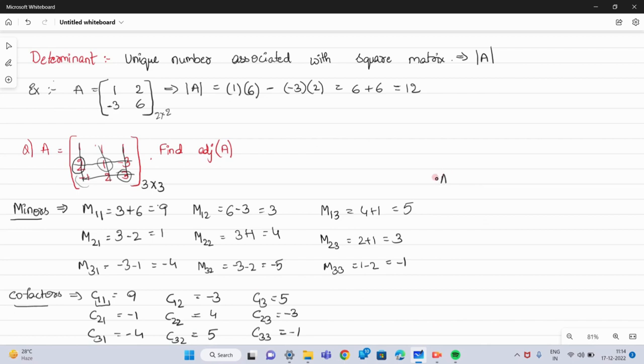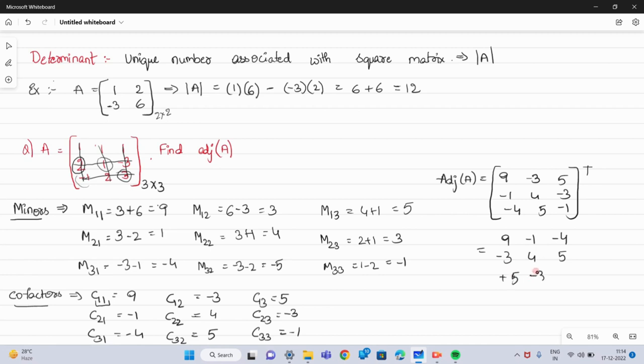From this, we need to find the adjoint of the matrix, which is the transpose of the cofactors. What we got as the cofactors: 9, minus 3, 5, minus 1, 4, minus 3, minus 4, 5, and minus 1. Take the transpose of this and you'll get the adjoint of it. How? 9, minus 1, minus 4, minus 3, 4, 5, and plus 5, minus 3, and minus 1. This is the required adjoint of A.